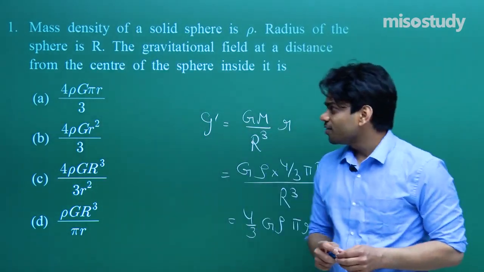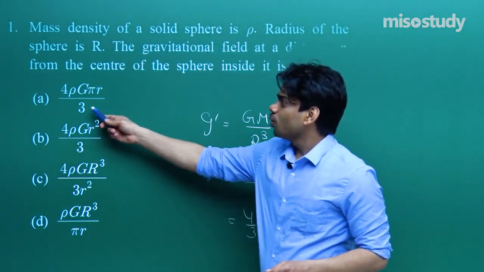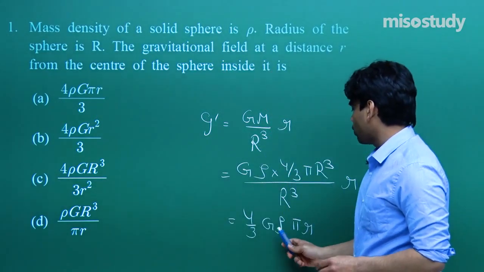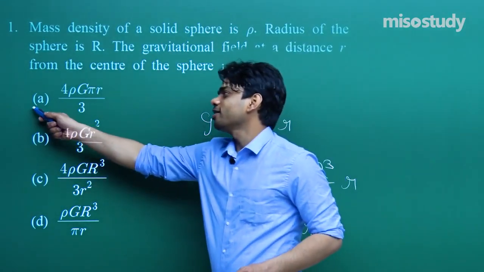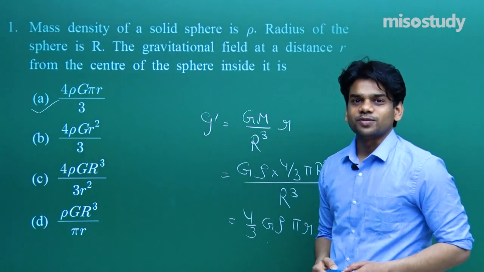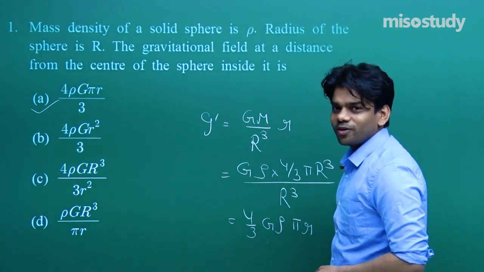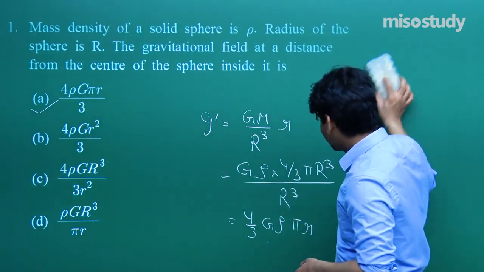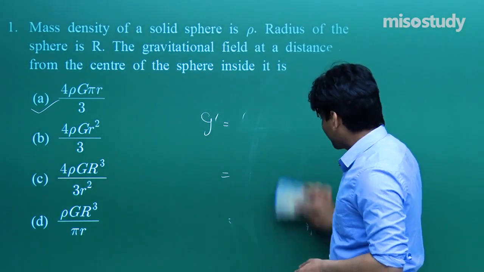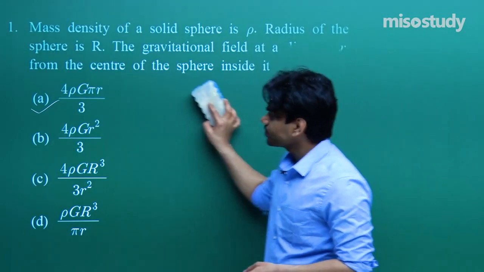Let's check with the answer. We have 4 by 3 rho g pi r. So option A is the right answer for this question. I hope that you have understood how to solve such kind of question. If you know the formula, you can easily solve such questions. Next question of the class.